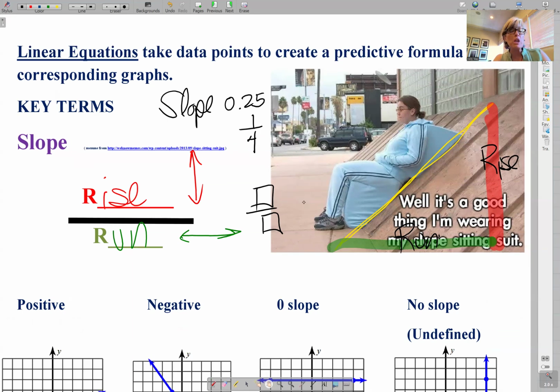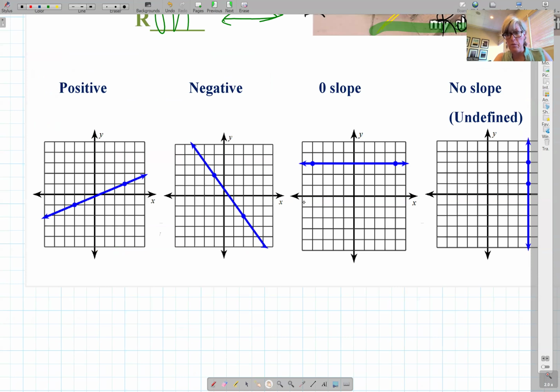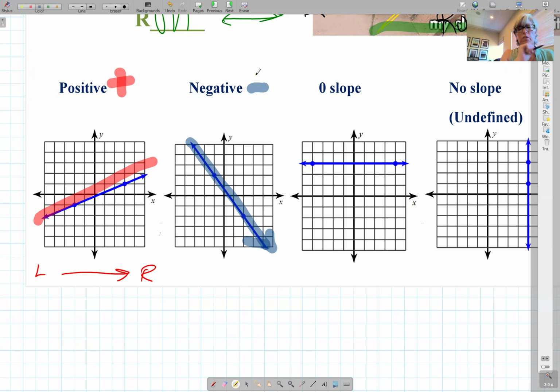You need to be familiar with positive, negative, zero slope and no slope. We read graphs from left to right. So if a graph goes upwards from left to right, it will be a positive slope. Positive slope. If it goes down from left to right, it will be a negative slope.